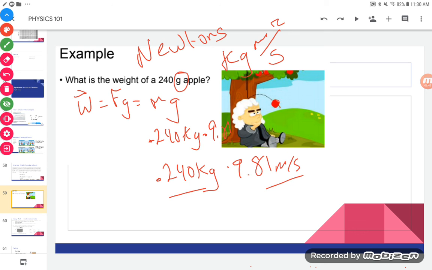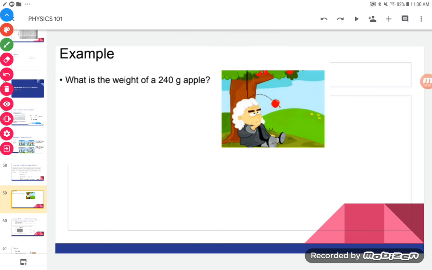I decided to do that when I noticed that this was written in grams when I was skimming through, to make sure that you are converting everything to the proper unit. So it must be in meters per second squared for your acceleration, and your mass must always be in kilograms in order to solve these problems.